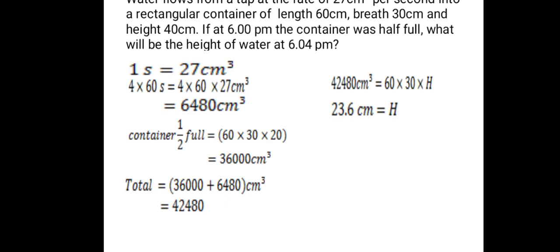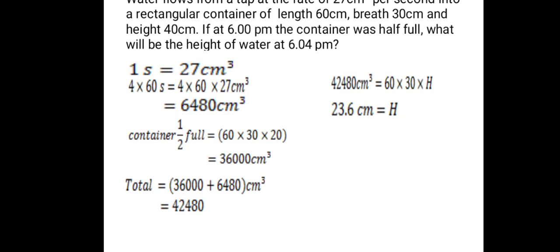So we shall get the volume, remembering that if the tank is half full and we have been given the height is 40, it means that the water is reaching a height of 20. So if you multiply 60 times 30 times 20, we get this is 36,000 cubic centimeter.